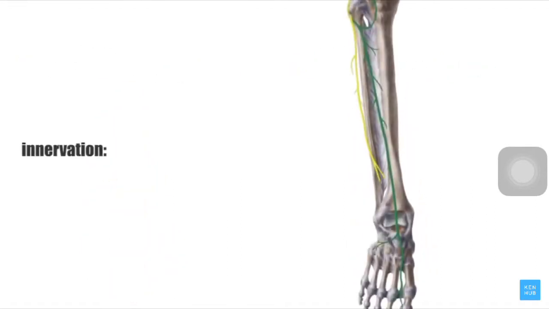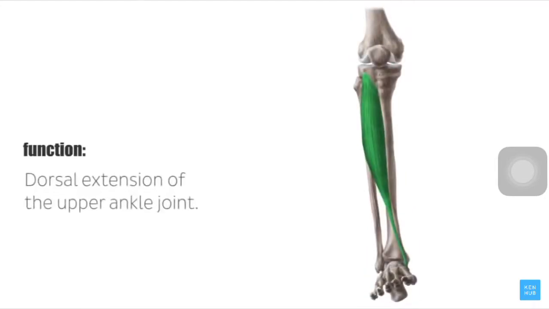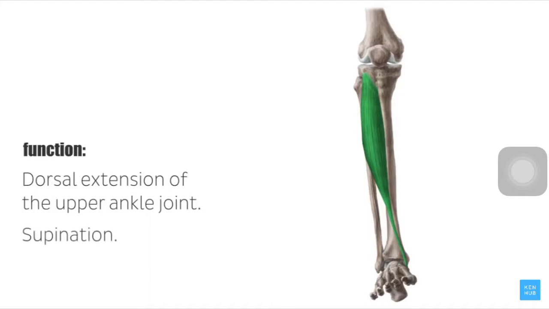The tibialis anterior muscle serves as the leading muscle for the neurovascular pathway running towards the ankle, which includes the deep fibular nerve and the anterior tibial artery and vein. The main task of the anterior muscles of the lower leg is the dorsal extension of the upper ankle joint. Additionally, the tibialis anterior muscle causes a weak inversion, also known as supination.